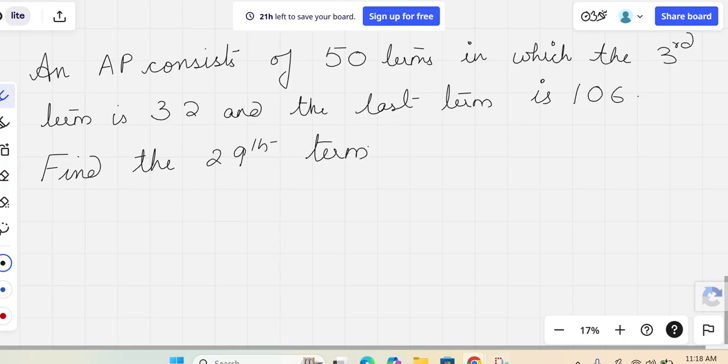An AP consists of 50 terms, in which the third term is 12 and the last term is 106. Find the 29th term. I don't want to give you a hint. I want you all to do it yourself.